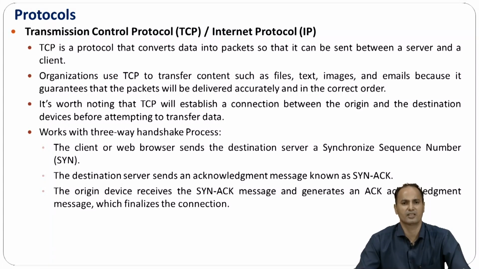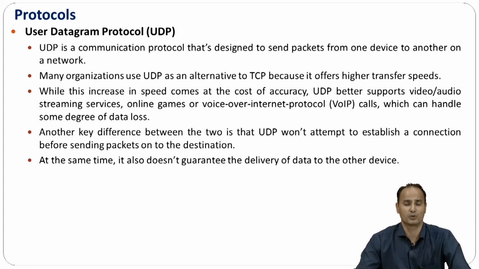We already discussed Transmission Control Protocol and Internet Protocol. Okay, User Datagram Protocol. The User Datagram Protocol is a communication protocol that is designed to send packets from one device to another device on a network. Many organizations use UDP as an alternative to TCP because it offers high transfer speed. While this increase in speed comes at a cost of accuracy, UDP better supports video and audio streaming services, online games, or Voice over Internet Protocol calls, which can handle some degree of data loss.